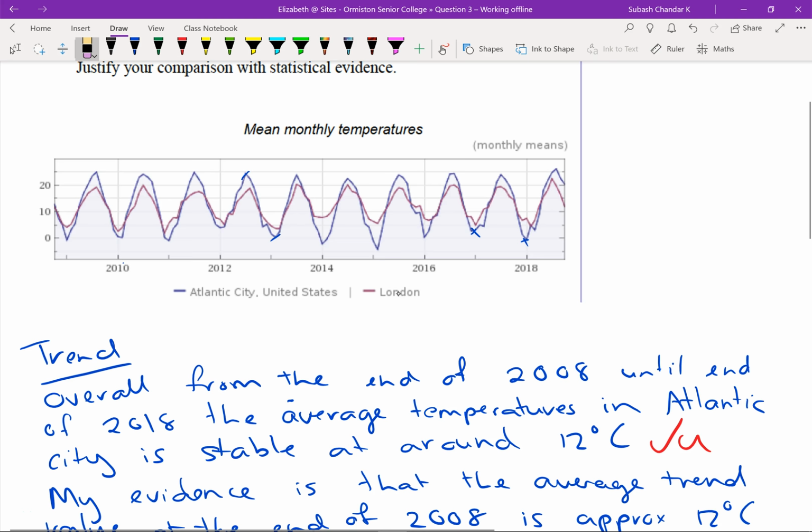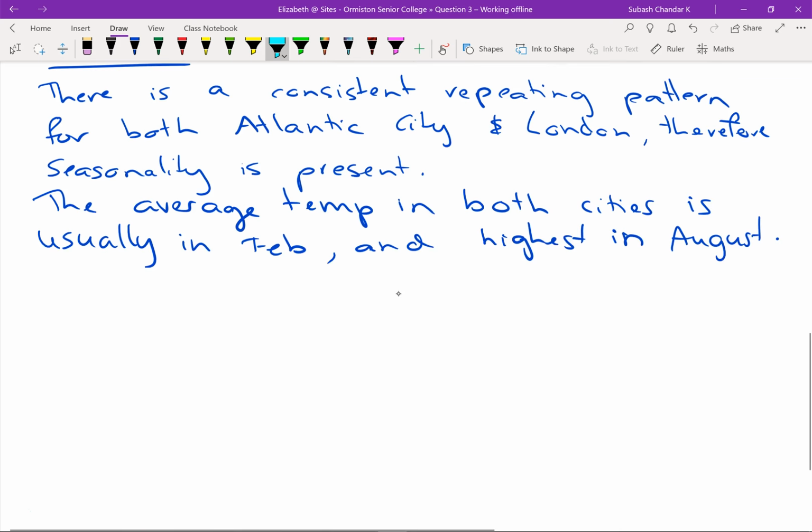What I want to do is literally find the highest for Atlanta, yep, that is around about 25 degrees. The lowest for Atlanta is around about zero, sometimes a little bit higher, but around about zero. So there's my evidence of the pattern for Atlanta, is that it drops down to around about 0 degrees in February and rises up to about 25 degrees in August.